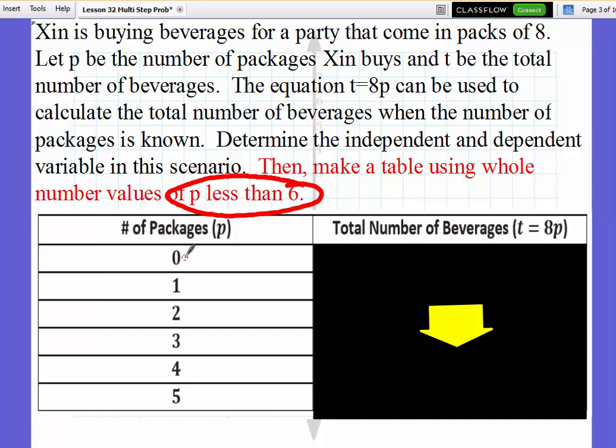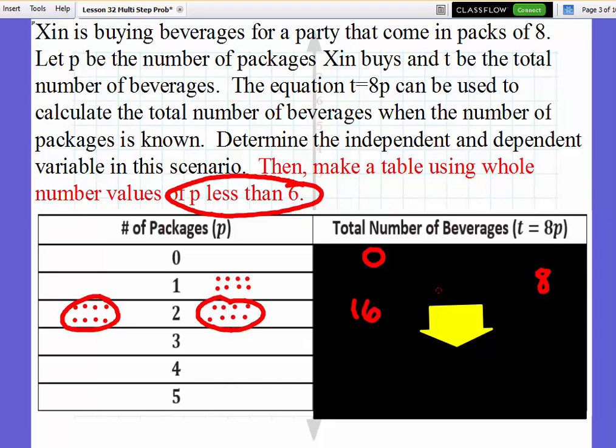Well, when I have 0 packages, I obviously will have 0 for my number of beverages. When I have 1 package, that means I have 8 beverages since they come in packages of 8. So that's 1, 2, 3, 4, 5, 6, 7, 8. So I should have 8 beverages. And then it says I have 2 packages. 1, 2, 3, 4, 5, 6, 7, 8. So here's 1 package, here's 2 packages. That's 16.